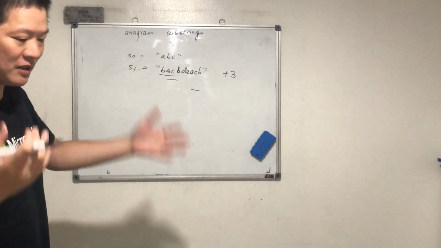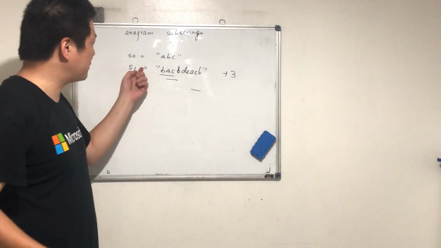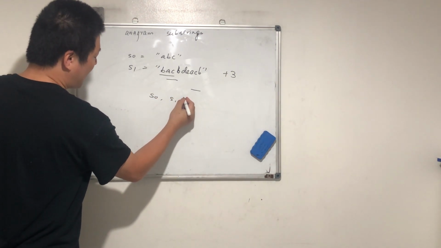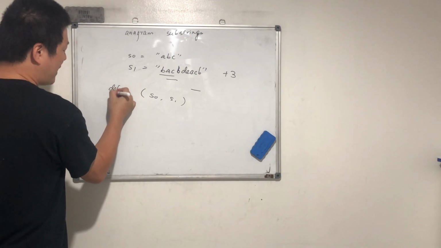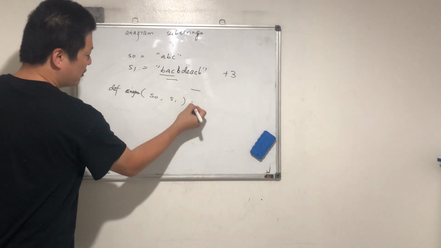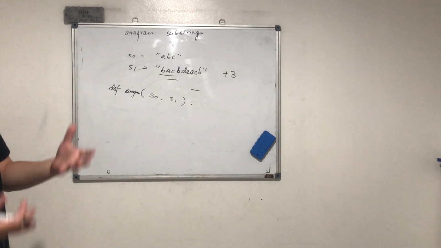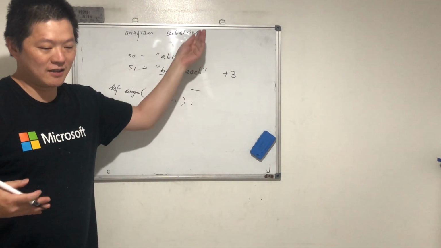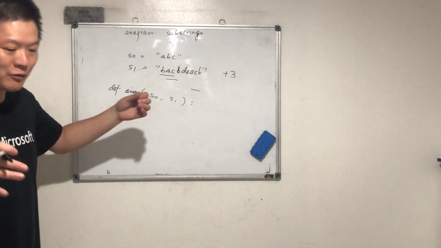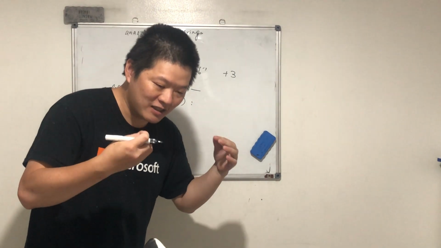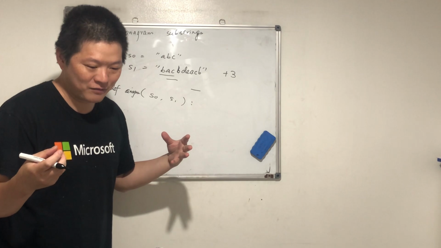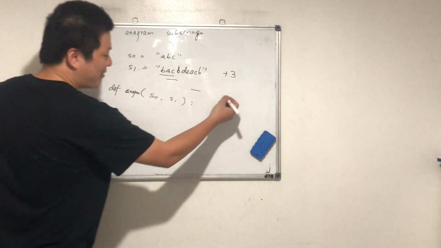So how can we do this? How do we check if two strings are anagrams? If I give you S0 and S1, how do we check? Remember, we talked about this before. We want to check the number of characters and their appearances, that the frequencies are the same. So we need to count the string. In Python, how can we count it?